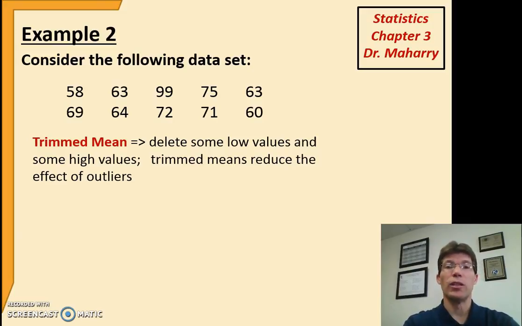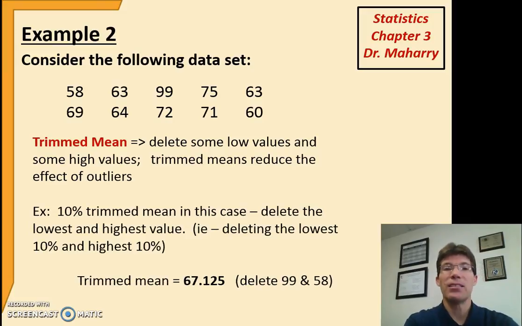And essentially what we do is we delete some of the lower values and some of the higher values. Now how many you delete depends on what type of trim mean you want. So for example, if I wanted a 10% trim mean, the idea is I will delete the lowest 10% of data values and the highest 10% of data values. So in this case, we have 10 data values, so 10% is one data value. So if I were to delete the lowest score, the 58, and the highest score, the 99, and then average the remaining 8 values, I would get a trim mean of 67.125.